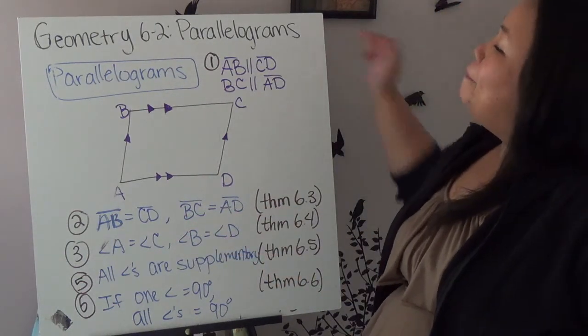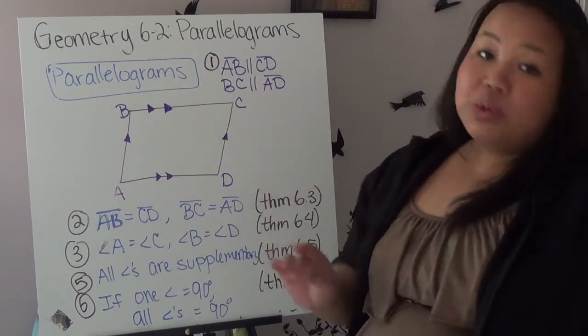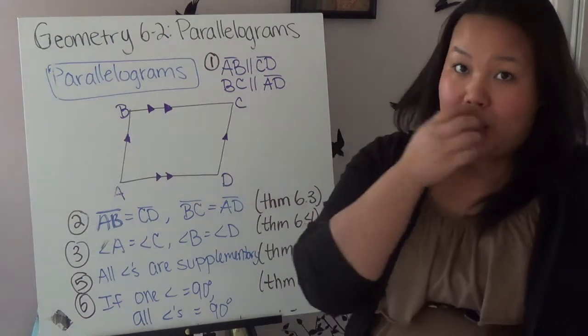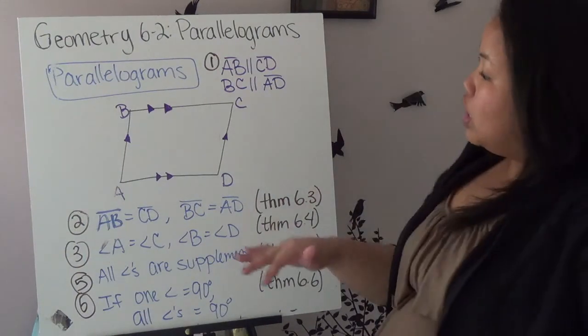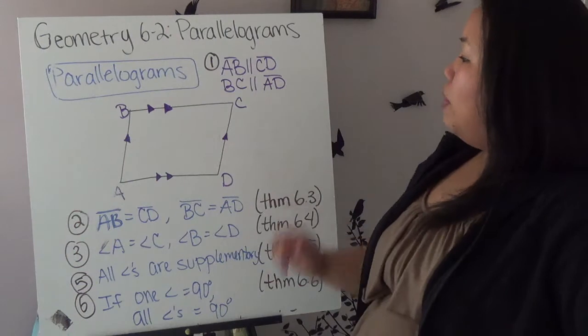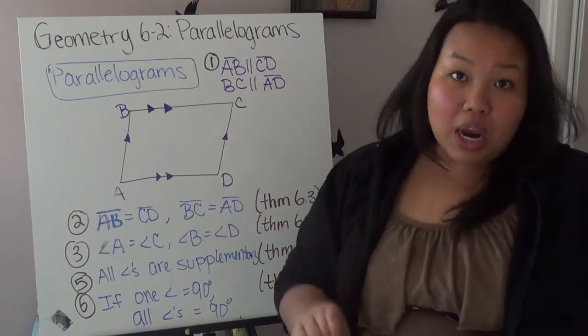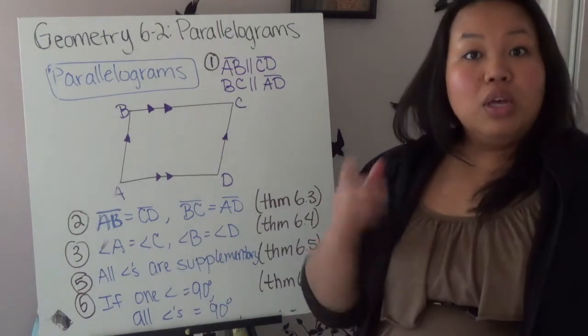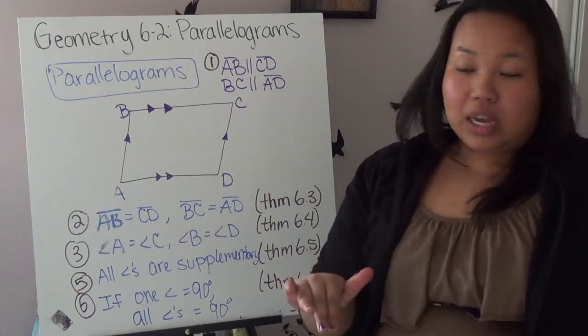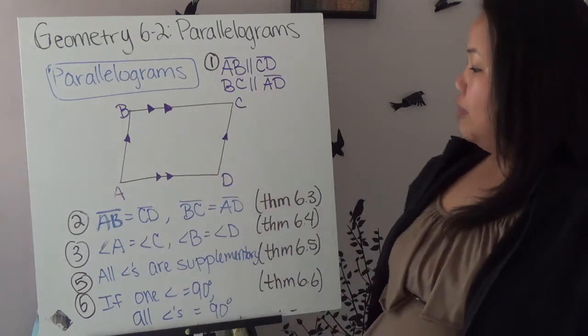So, parallelograms, basically opposite sides are parallel. Once you have a parallelogram, a whole bunch of other properties come in. So it's a four-sided figure, and the first property is that, again, both sides are parallel. So AB is parallel to DC. And again, the term parallel means they have the same slope, so they never intersect. And also BC is parallel to AD.